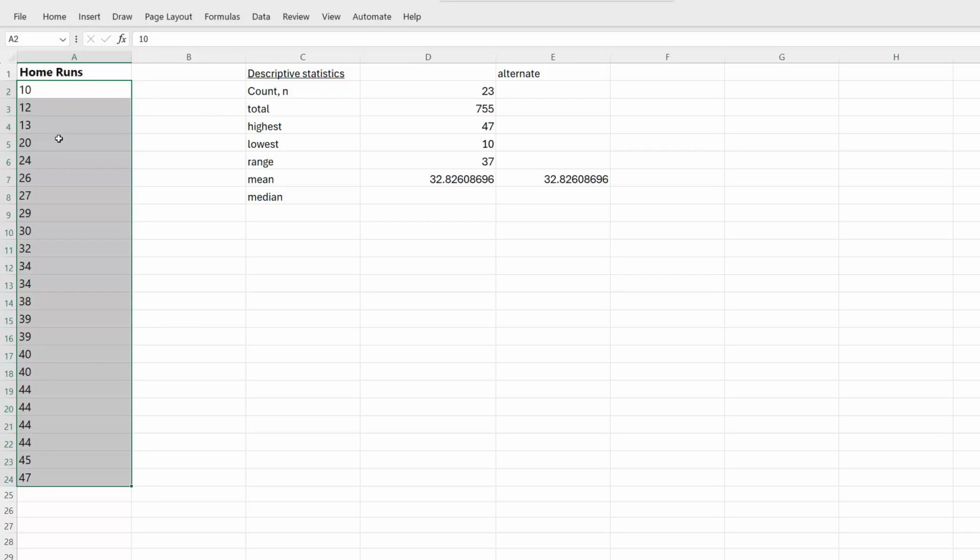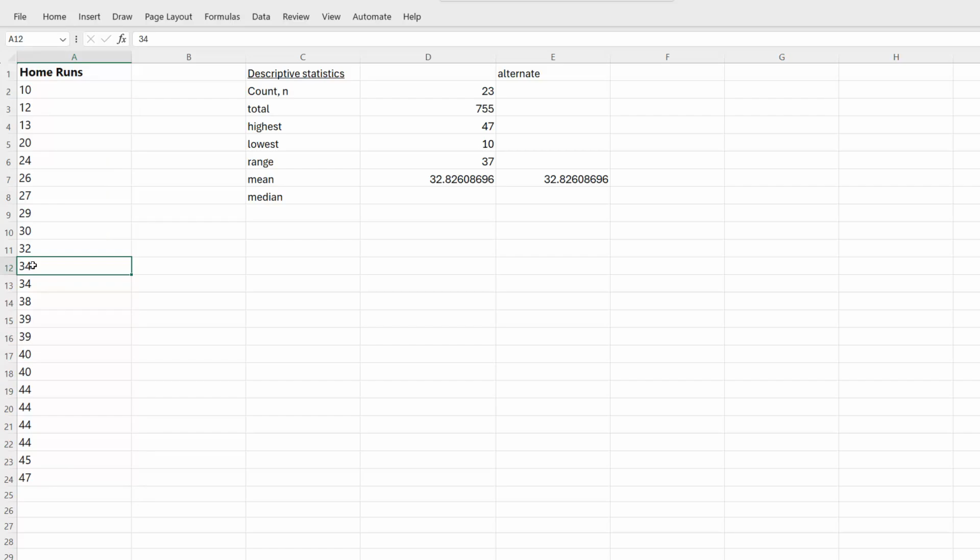So the middle one will have 11 below it and 11 above it. If we count them, 1, 2, 3, 4, 5, 6, 7, 8, 9, that's 11 below, that's 11 above. The median is this one.